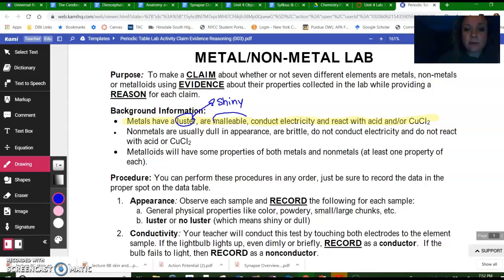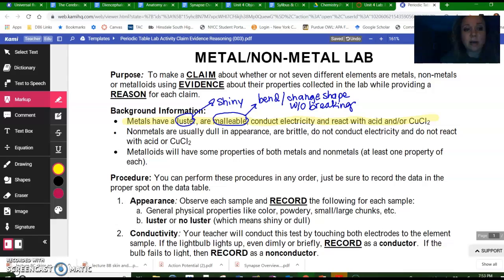When we say that metals are malleable, we mean that they bend or change shape without breaking. And all of these different characteristics were studied in the actively learned videos that I had posted for you last night. All right, well, let's look on to our nonmetals.